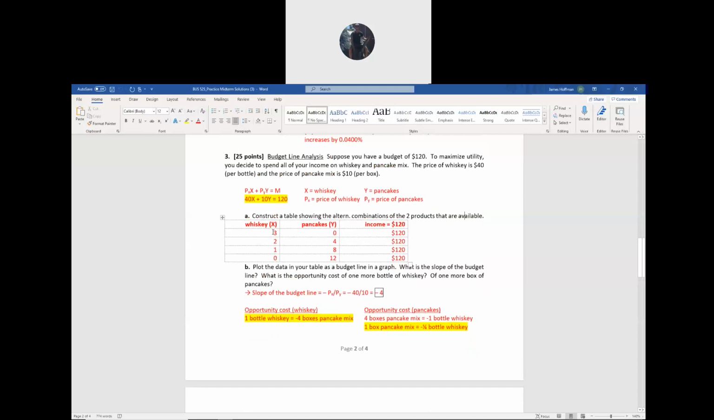3 bottles of whiskey and no pancake mix. That'll give us 120. 2 bottles of whiskey and 4 boxes of pancake mix. That'll give us 120. 1 bottle of whiskey and 8 boxes of pancake mix will give us 120. And also you can just buy pancake mix, no whiskey, 12 boxes of pancake mix, 120. So all of these possible combinations would give us whole numbers and let us use our full income budget of 120.